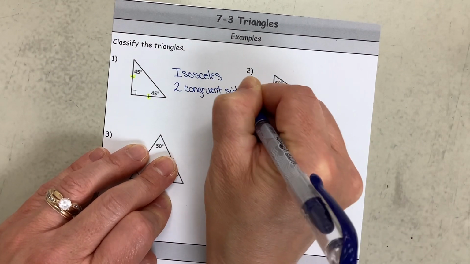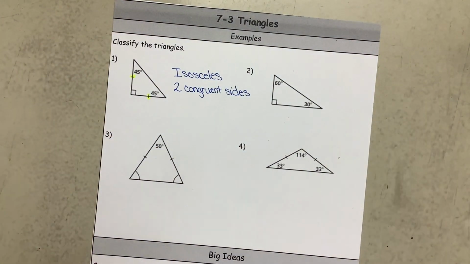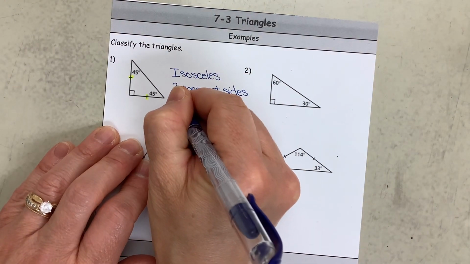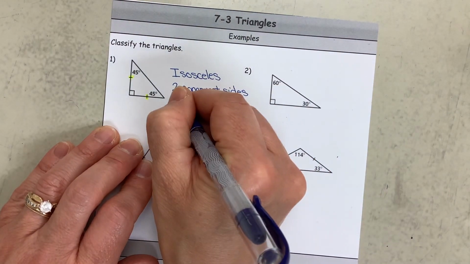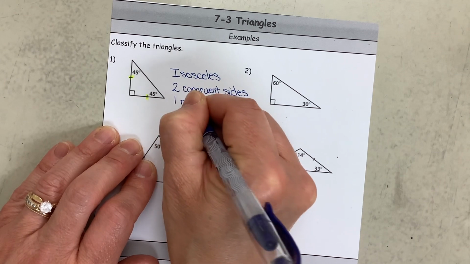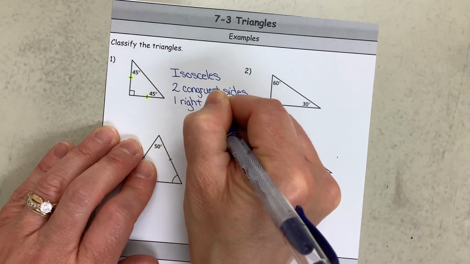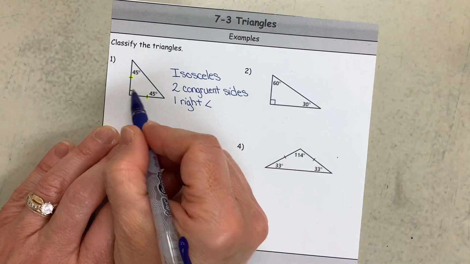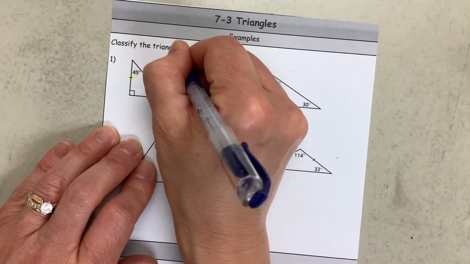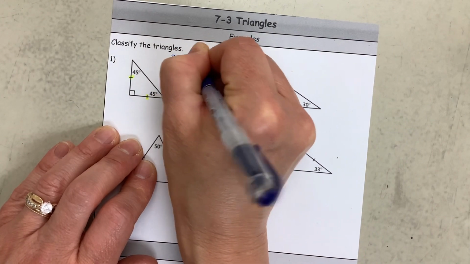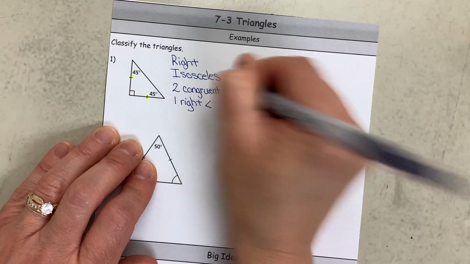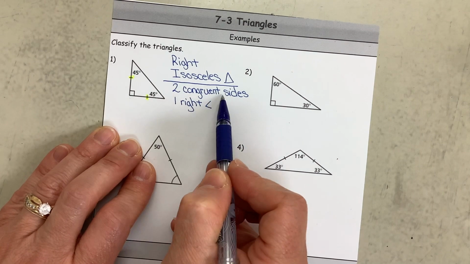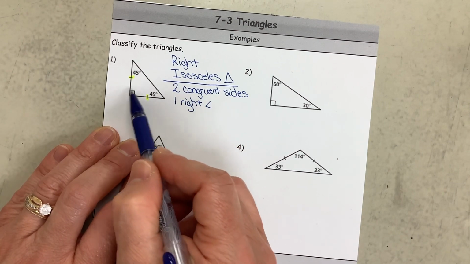But we also can classify our triangle by the angle. We have a 90-degree angle. Since we have a 90-degree angle, that is a right angle, so we have one right angle. And I'm going to use the angle marking to abbreviate. If it has a right angle or a 90-degree angle, it is also known as a right triangle. So this is a right isosceles triangle. The reason is because it has two congruent sides and it has one 90-degree angle.